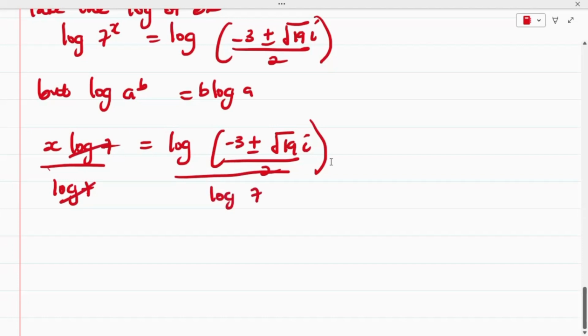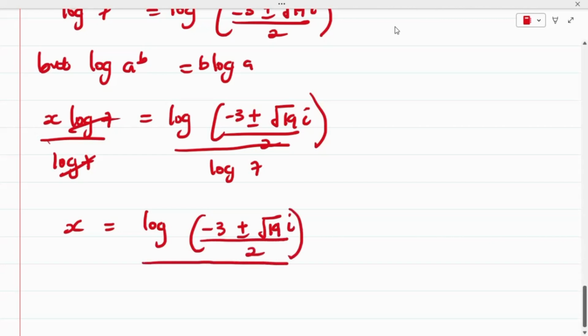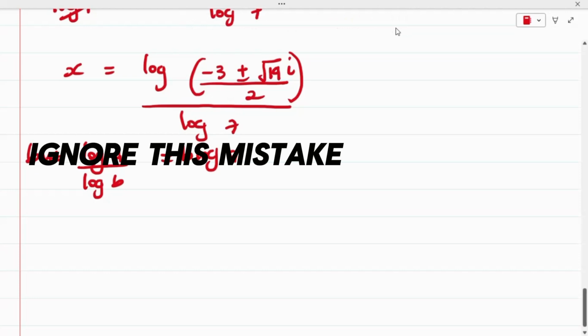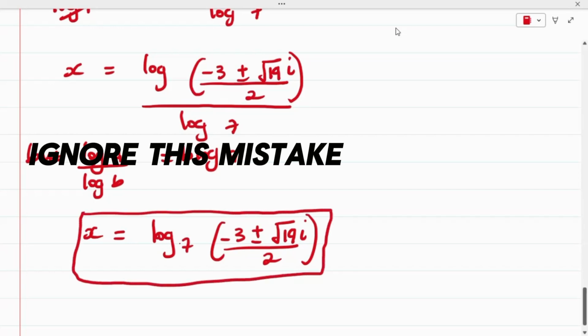So this cancels out this. From here we have that x is equal to log((-3 ± √(19i))/2) divided by log 7. So from here we have that x is equal to log base 7 of (-3 ± √(19i))/2, and this becomes the second value of x. So we are done finding the second value of x.